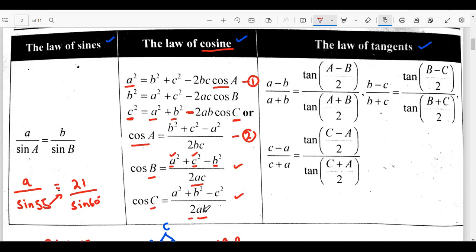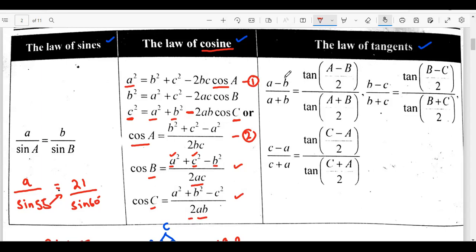Okay, I'm just trying to help you with the memorization thing. If you can, then that's perfect. Just try memorizing it as soon as you can. Okay, so this was the second one, and here's the third one, the law of tangents.